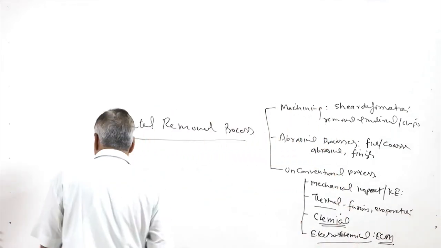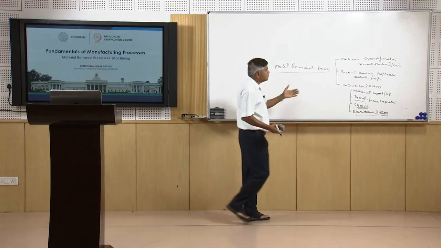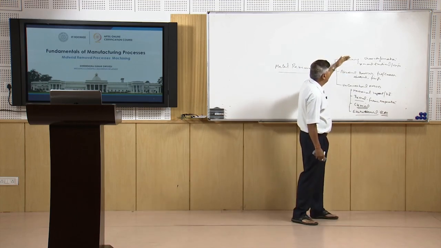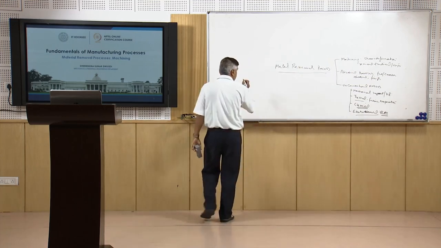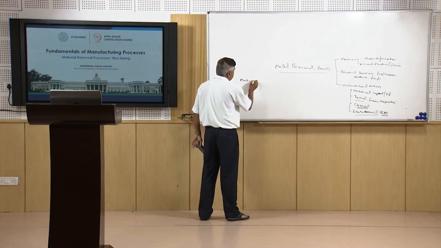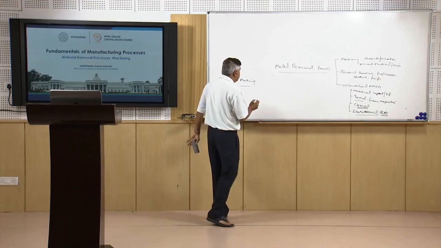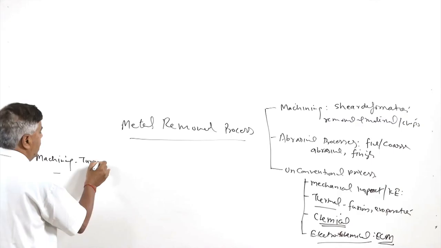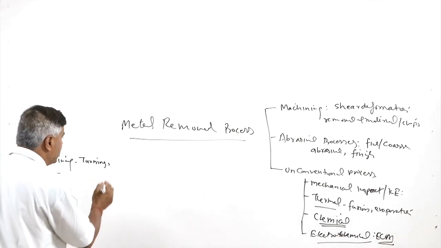So, under each of the categories we have a very large range of processes. We can say each is a big group, a big family of a number of processes. For example, under machining we have a large range of machining processes. Turning is one of the commonly used processes for producing cylindrical shapes.